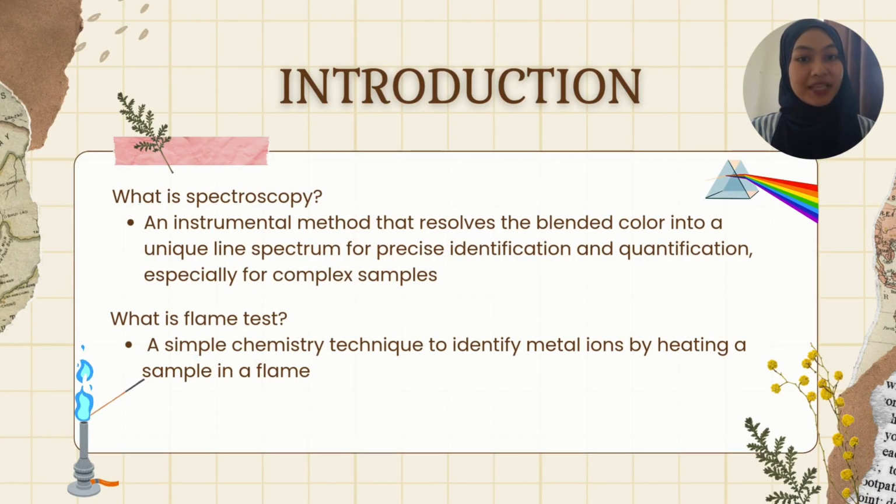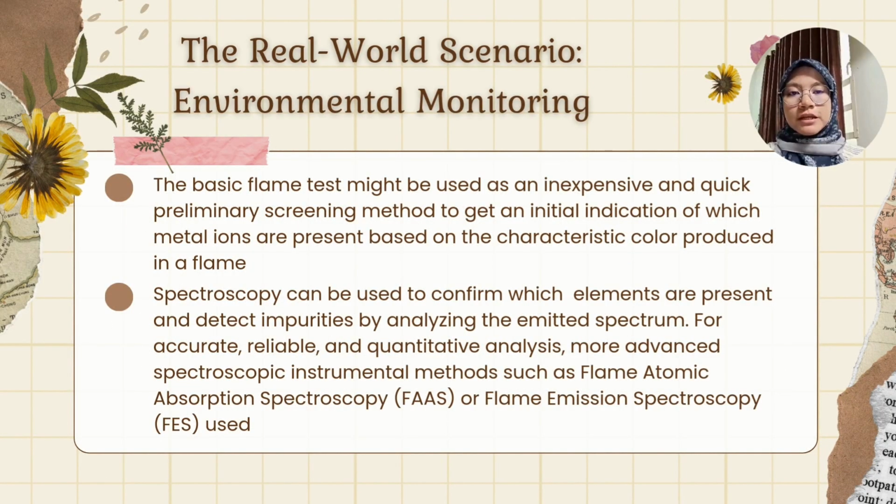Spectroscopy is an instrumental method that resolves the blended color into a unit line spectrum for precise identification and quantification, especially for complex samples. What about the flame test? The flame test is a simple chemistry technique to identify metal ions by heating a sample in a flame. The basic flame test might be used as an inexpensive and quick preliminary screening method to get an initial indication of which metal ions are present based on the characteristic color produced in a flame.